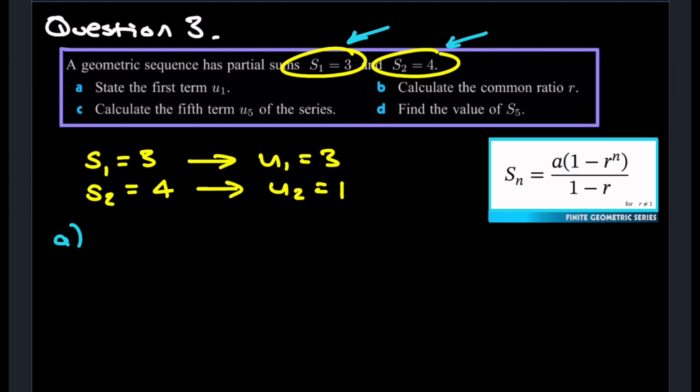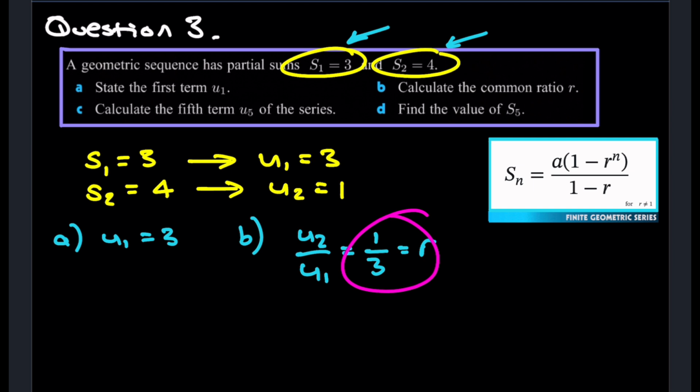So part A is calculate the first term, or state the first term. We've just done that, U1 is equal to 3. B is calculate the common ratio R. Well, when we take one term and divide it by the previous term, that is our R value. So in this case, we're going to have 1 divided by 3, which is R. So our common ratio R is actually just 1/3. Calculate the fifth term of the sequence.